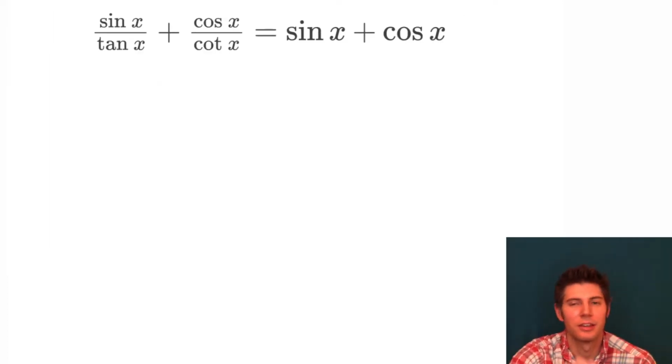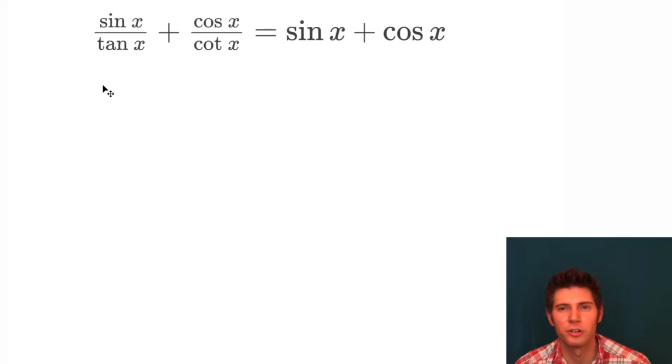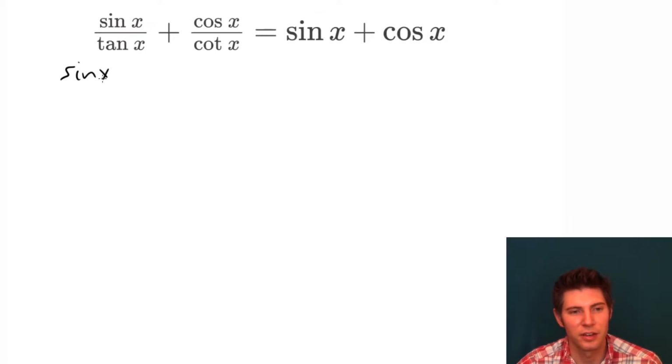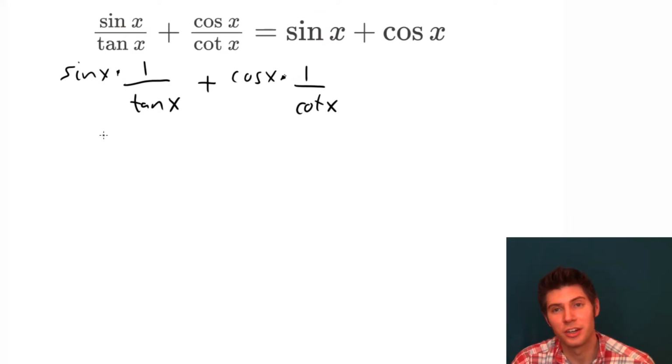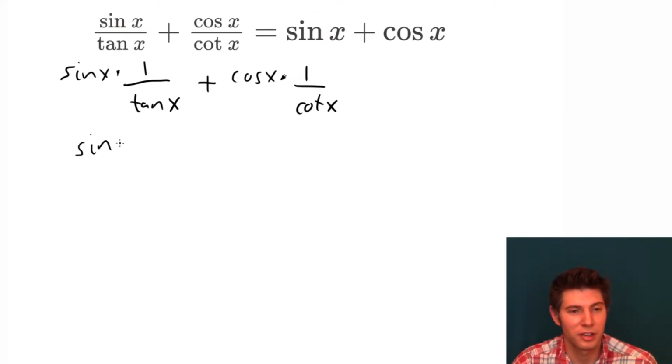Let's do the next. Sine x over tangent x plus cosine x over cotangent x equals sine x plus cosine x. Okay, there are a couple ways to do this one. I'll show you my preferred method. I'm allowed to break this fraction into 2 separate fractions being multiplied. So I'm going to make it sine of x times 1 over tangent x plus, and I'm going to do the same thing for this one, cosine x times 1 over cotangent x. And now I know that 1 over tangent x is cotangent x. It's one of its properties.